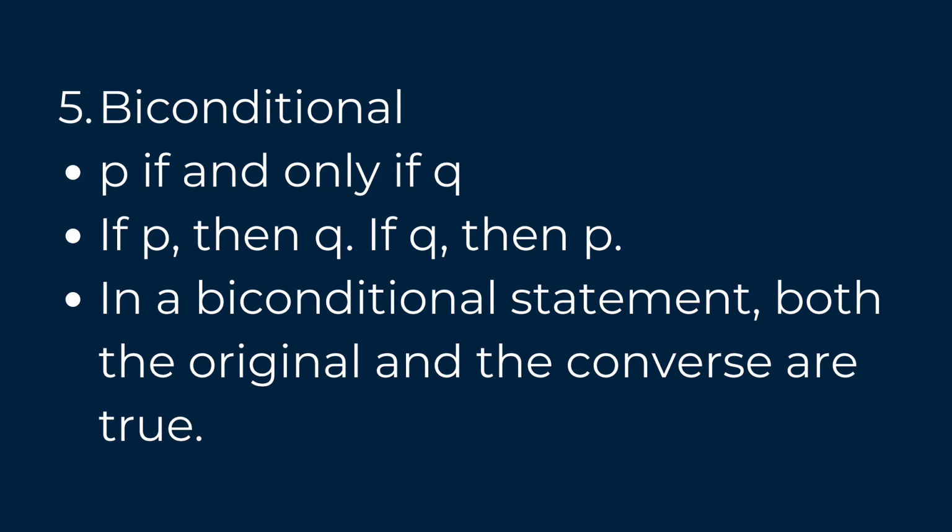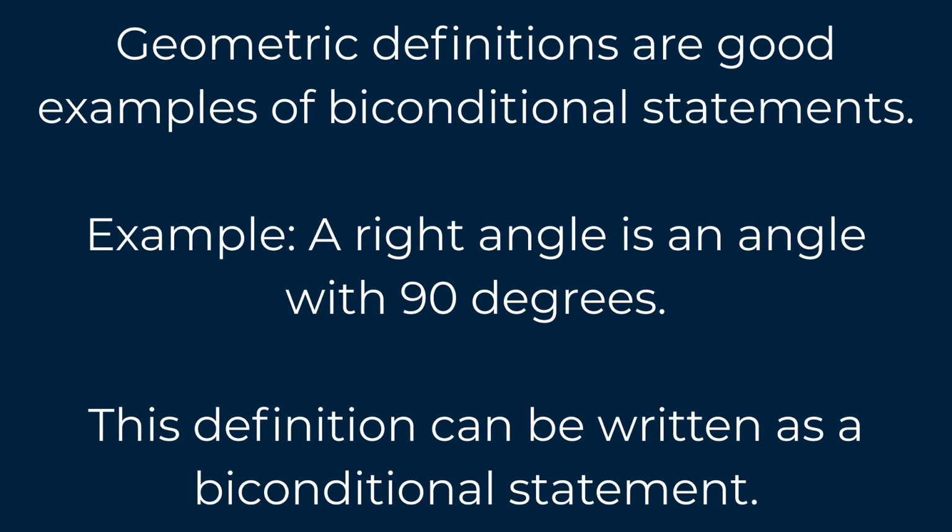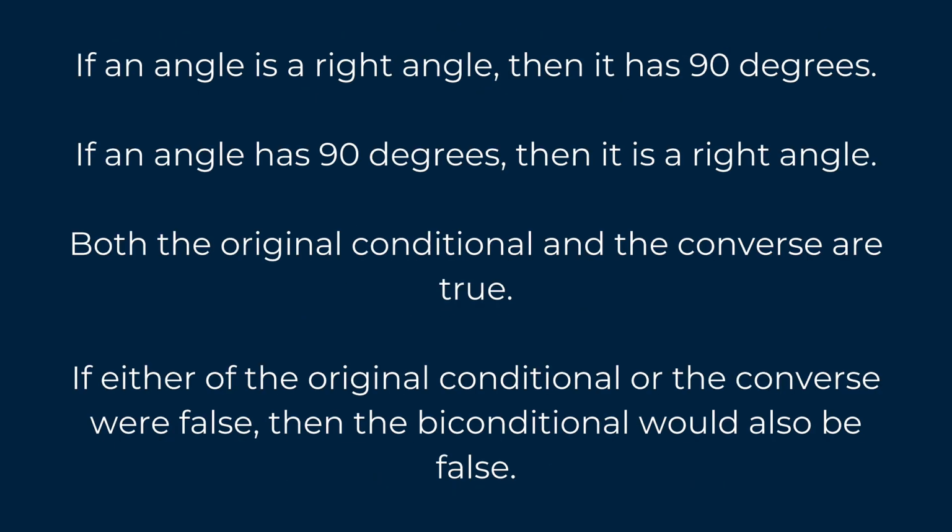And a good example of biconditional statements are geometric definitions. For example, a right angle is an angle with 90 degrees. The definition can be written as a biconditional statement. For example, if an angle is a right angle, then it has 90 degrees. And it works the other way. If an angle has 90 degrees, then it is a right angle. Both the original conditional and its converse are true.